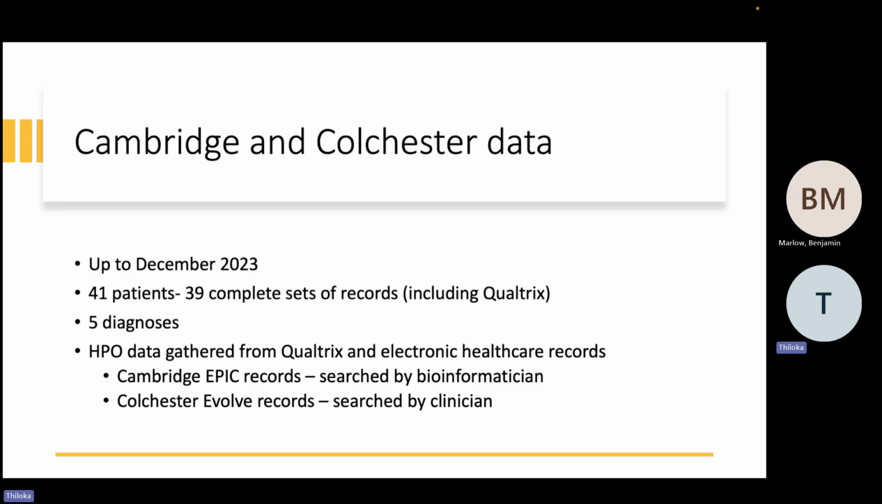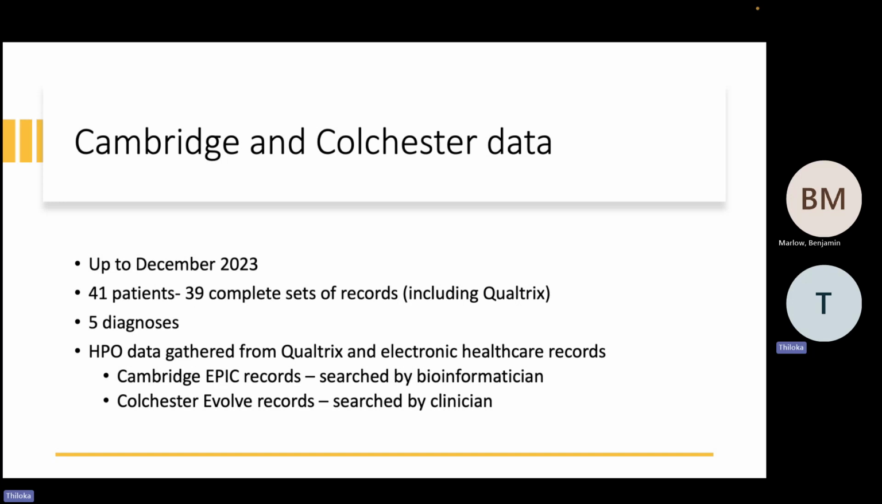So coming back to NeuralNet, this data that I'm talking about is looking at the Cambridge and Colchester data, correct up to December 2023. So we might have a couple more patients by now. We have 41 patients up to December 2023, and 39 had complete sets of records, including the Qualtrics data. We've broadly got 5 diagnoses, and the HPO data has been gathered both from Qualtrics, the questionnaire that's been filled out, and the electronic healthcare records on both sides.